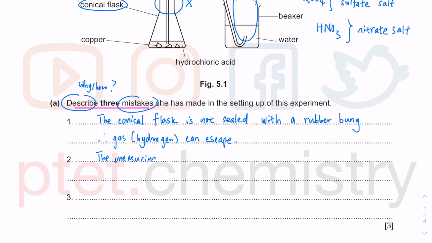There is a mistake there. Okay, so the measuring cylinder is not immersed. Immerse means you dip it into the water, into the beaker containing water. So the gas is not collected. So no gas is collected.